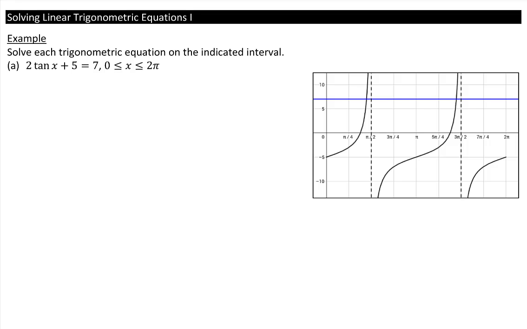Welcome to solving linear trig equations. So we're going to work through some examples and identify any key steps involved in solving a trig equation.